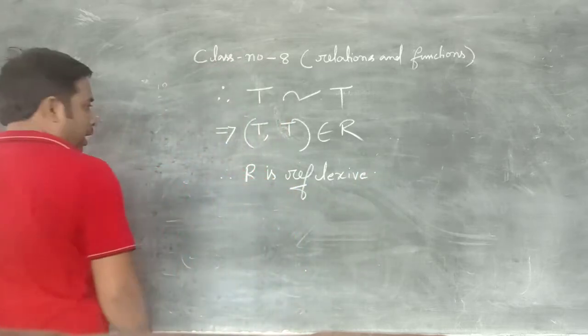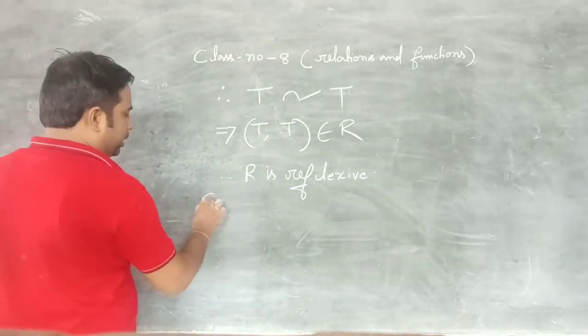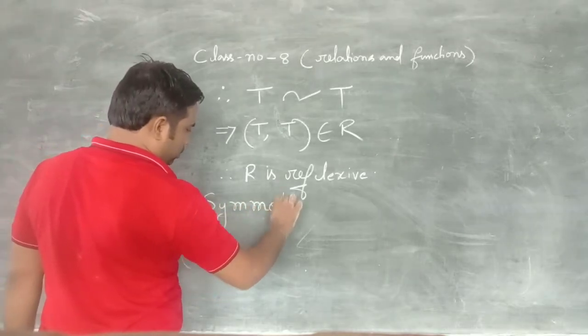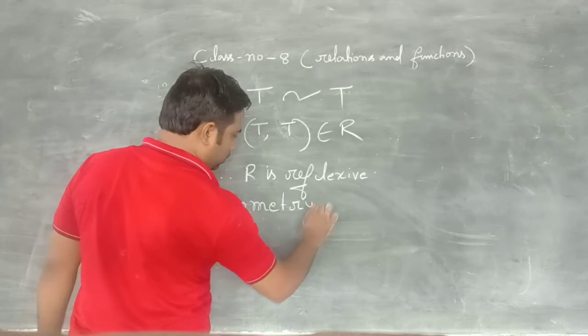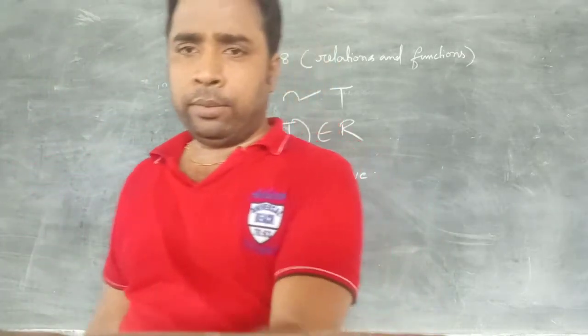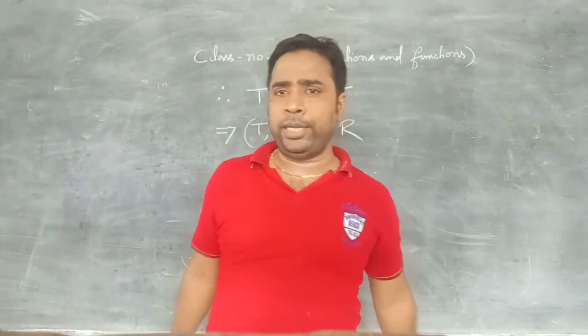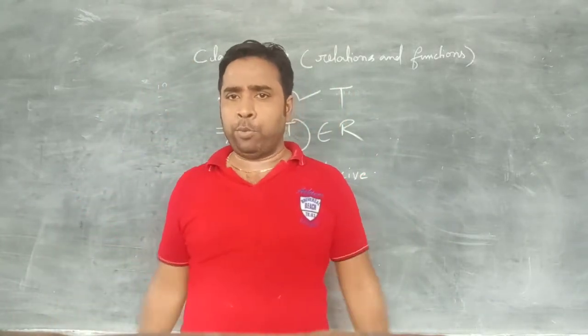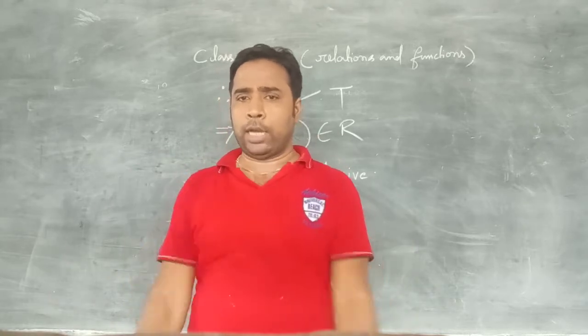So R is reflexive. Now we shall prove symmetry. What is the rule of symmetry? You go to the definition. What is the definition of symmetry? We shall consider a pair from the relation, and what we shall prove is that the doublet belongs to R.